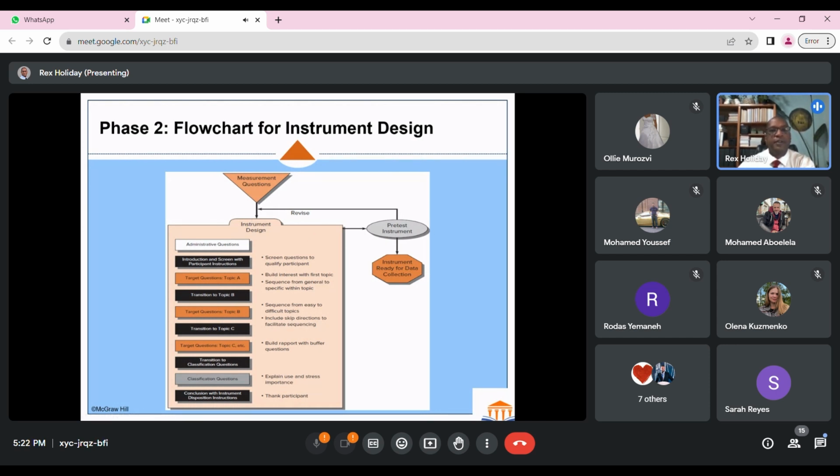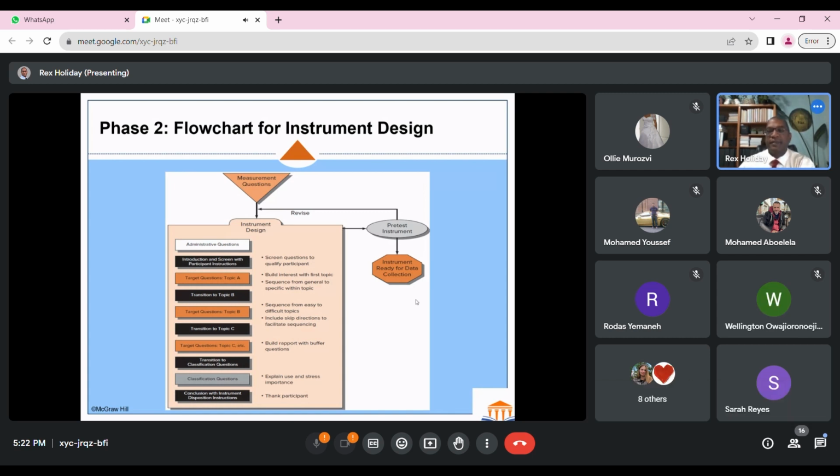Here we are at the flow chart for the instrument design. And again, it pretty much just goes over what we covered in those sections that we talked about specifically on these different categories here. Okay. Good. All right. So again, administrative questions, an introduction and screen with participant instructions. So the screen questions qualify the participant. So that's important. Maybe it's not someone that you would even have do that particular survey.